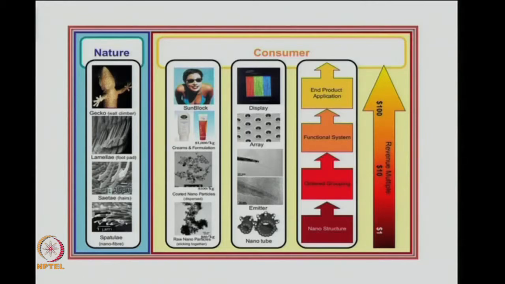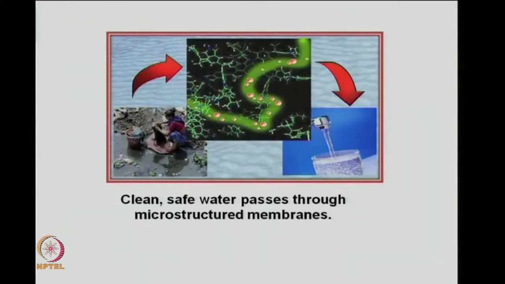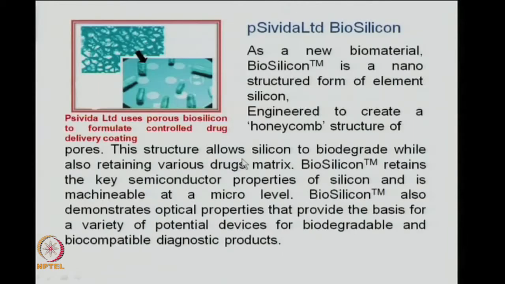So, these are some of the consumer products which are already there in the market. You can have other products like purification of water, clean water, where you design membranes which can remove metal ions from toxic water or can remove biomolecules and then can give you clean water. So, this is a very important area for the future, to provide clean and safe water using membranes made of nanostructures.